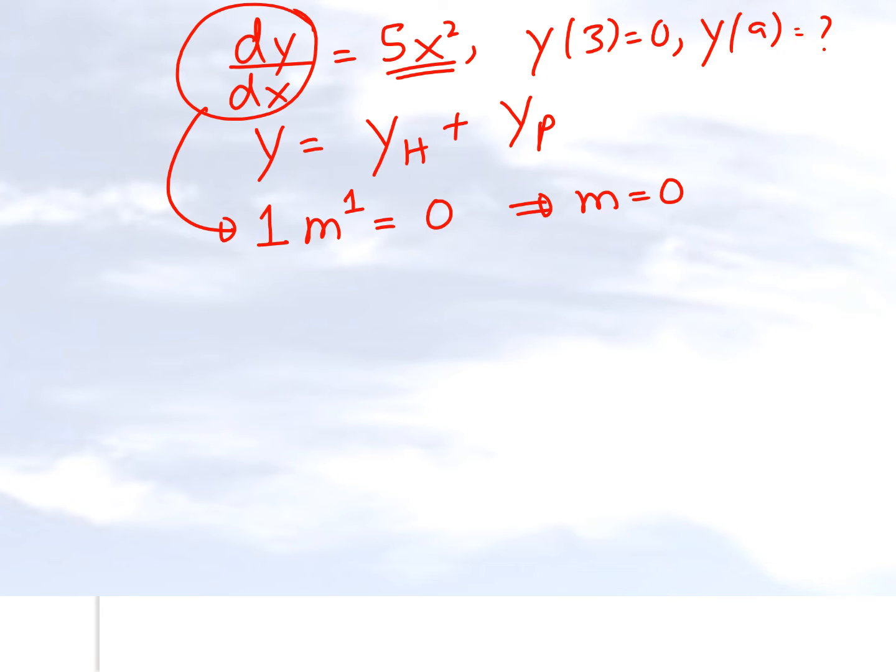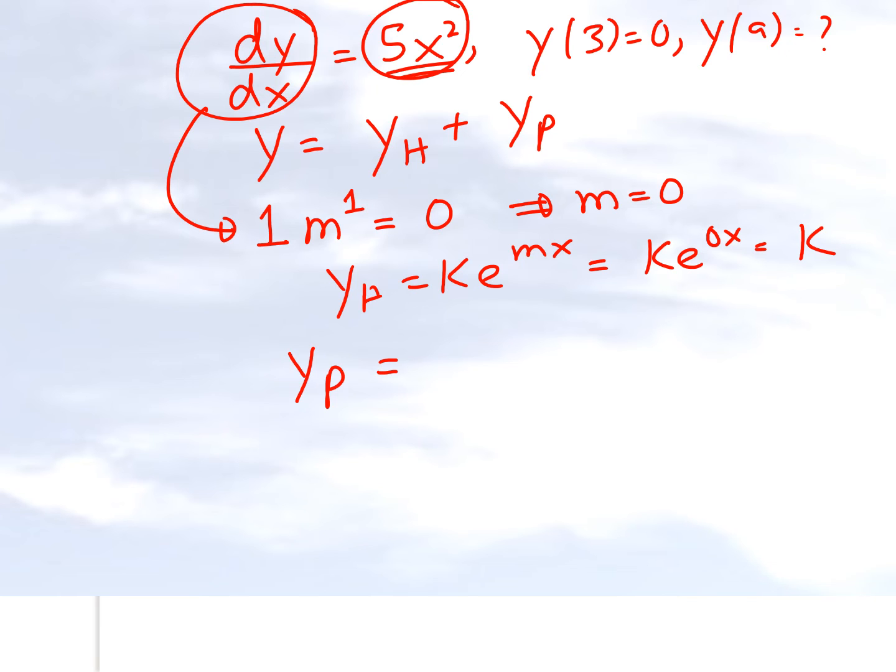Since m is equal to 0, the homogeneous part will be k e to the power mx, which will be k e to the power 0x, and that will give me just k. Now, the particular part of the solution will be of the form of the right hand side, or the form of the forcing function, and all its possible derivatives. So that would let me write down the form of the particular part of the solution.